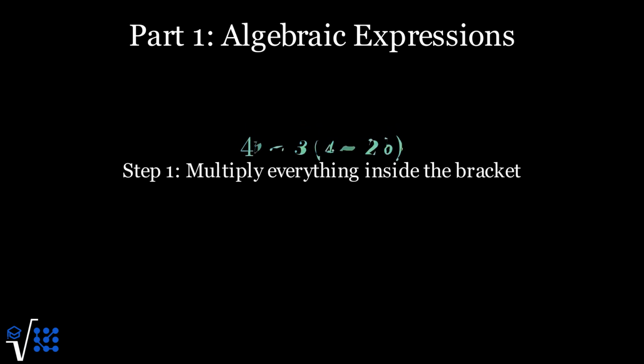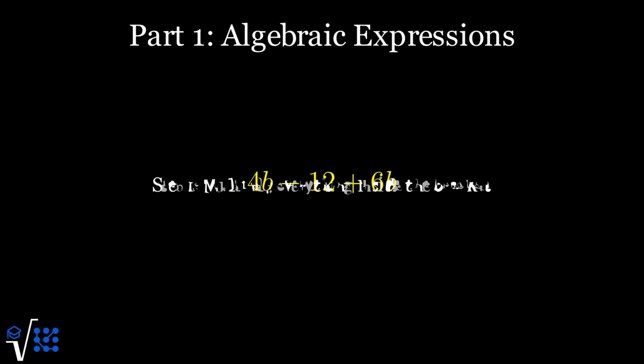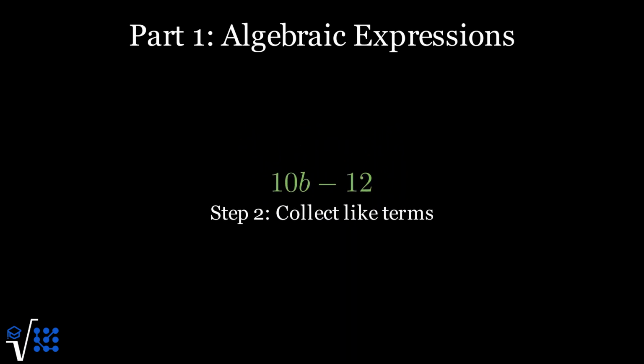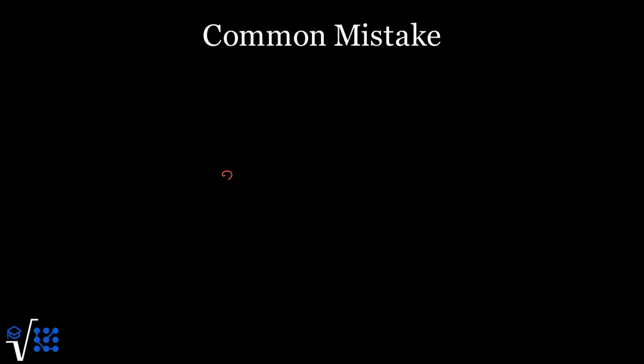For the first step, this results in 4b minus 12 plus 6b. We then collect like terms. Our final answer becomes 10b minus 12. Remember to multiply every term inside the brackets.